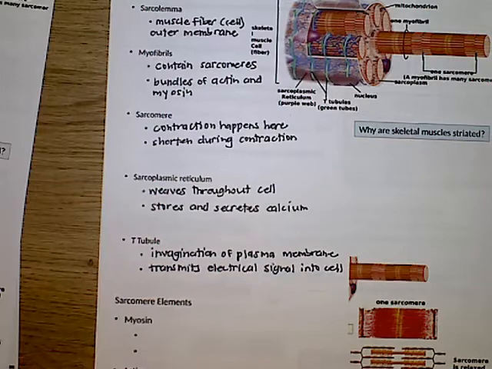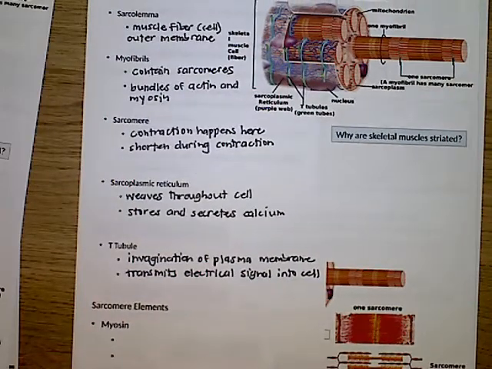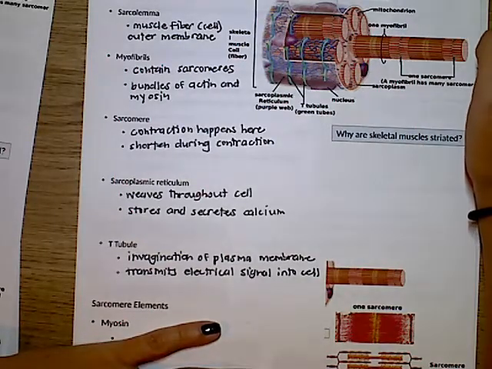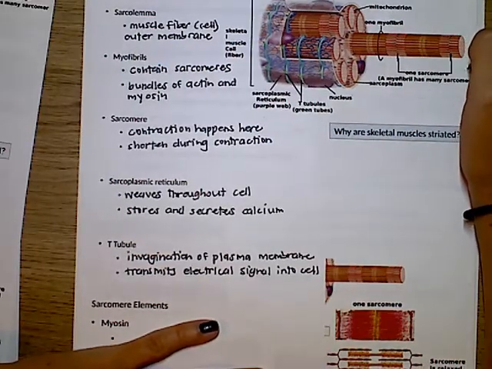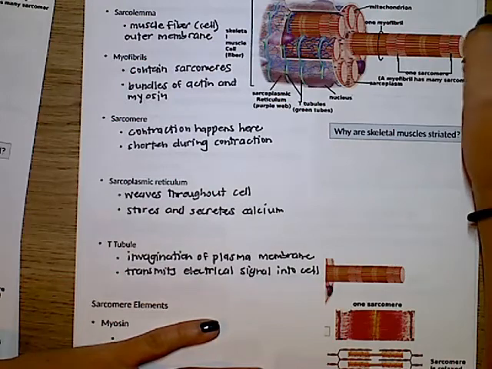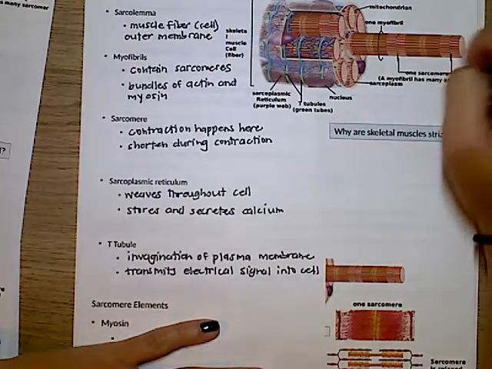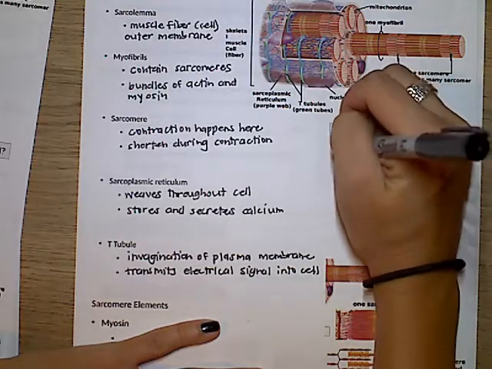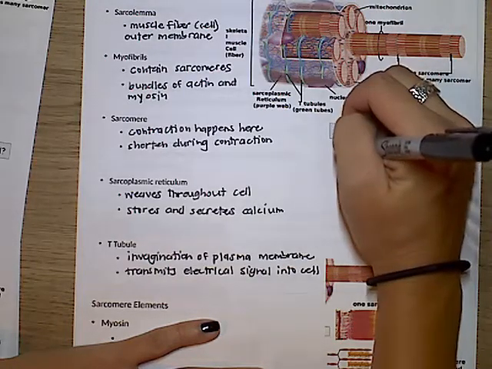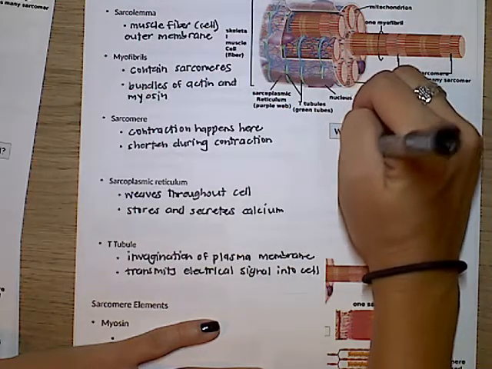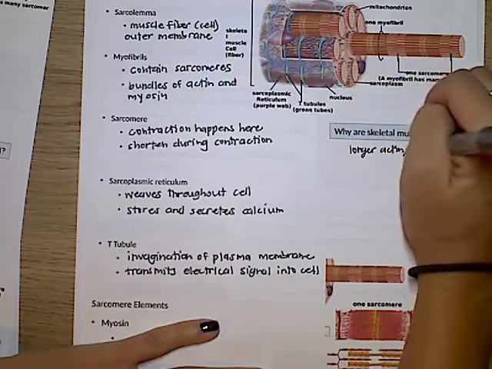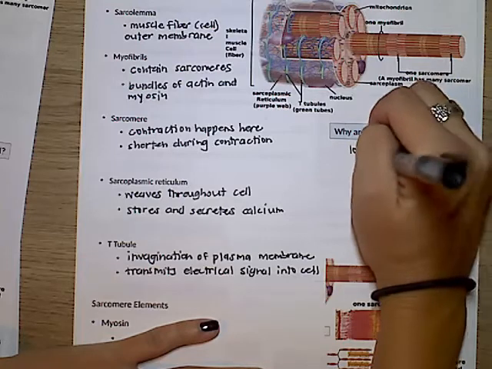All right, so why are skeletal muscles striated? It's because of these actin and myosin filaments. And if you look at a muscle cell under a microscope, you can see the striations. And that's from the, I'm going to say the longer actin myosin protein filaments.